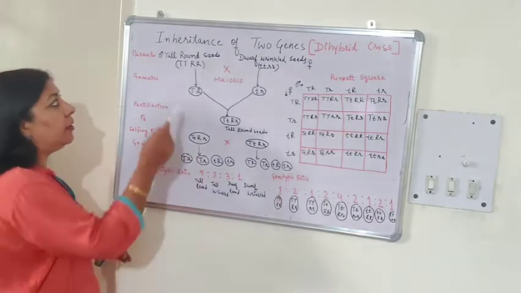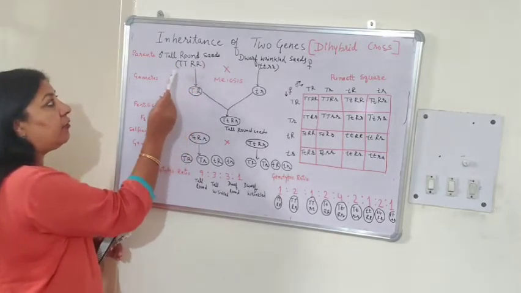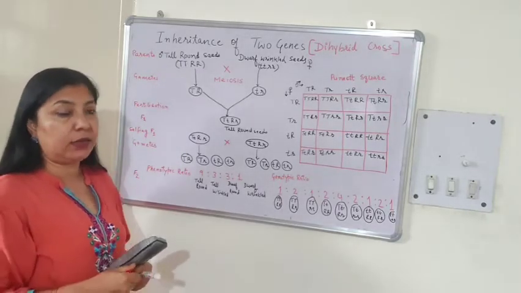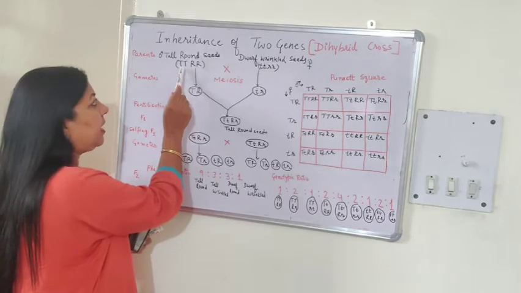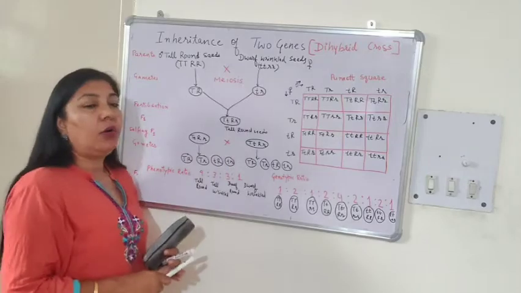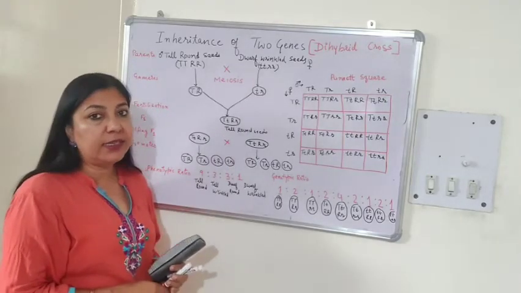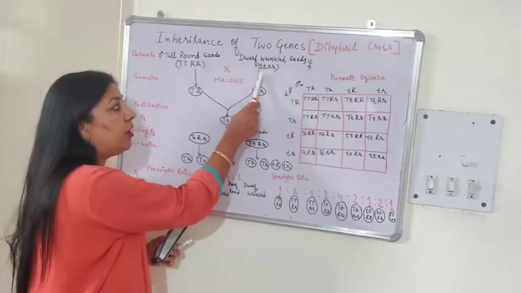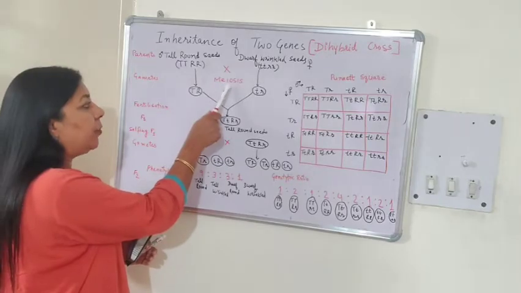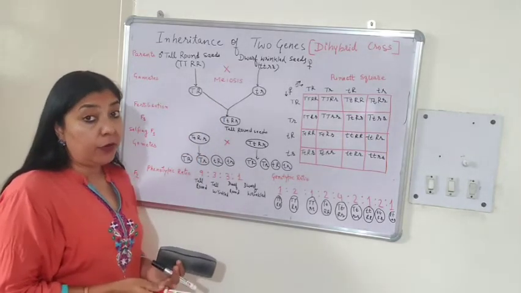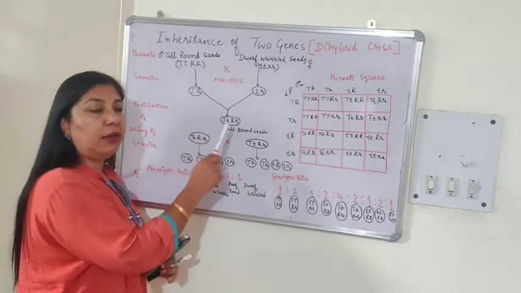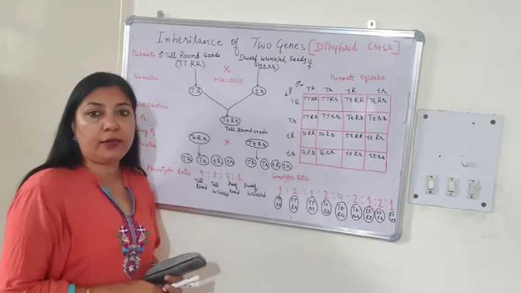For example, suppose the plant taken was tall, having round seeds, which is homozygous. So the genotype will be capital T, capital T, capital R, capital R. And here, dwarf plant having wrinkled seeds. The genotype will be small t, small t, small r, small r. Then, by the process of meiosis, only one type of gametes can be produced in both the cases. Here, capital T, capital R. Here, small t, small r.